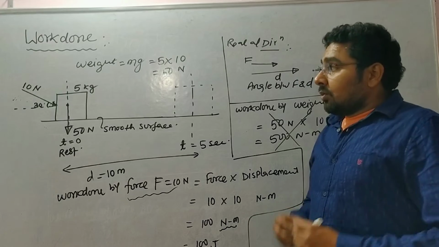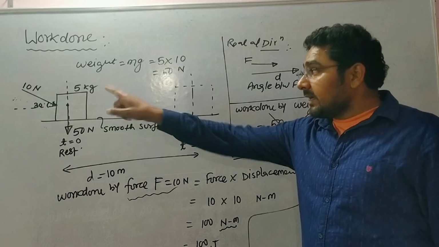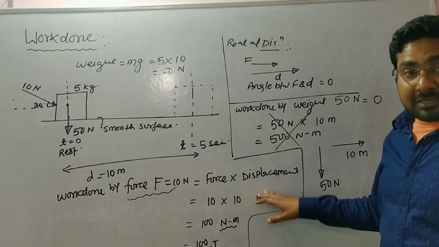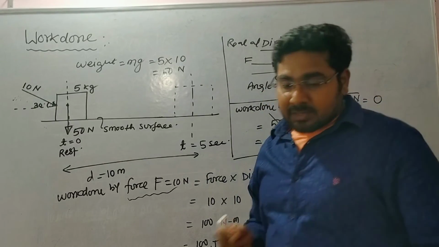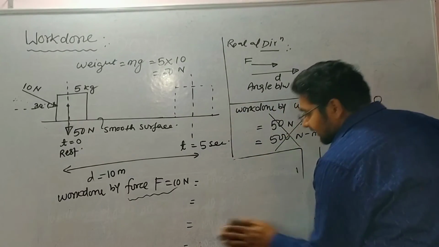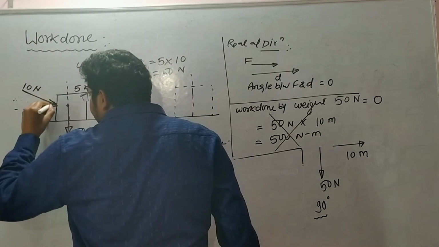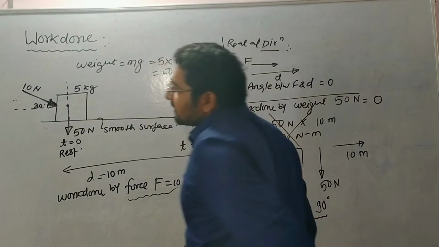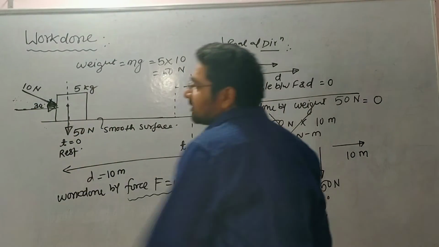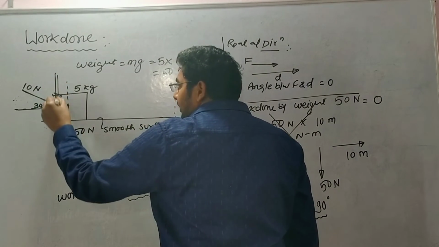Now here see very carefully, the work done by the 10 newton force will not be 10 into 10, force into displacement. There must be a generalized formula. So what I will do, I will change something. Okay, see carefully, you will get the concept. This 10 newton has two components. One component is along the displacement, and another component is perpendicular to the displacement.